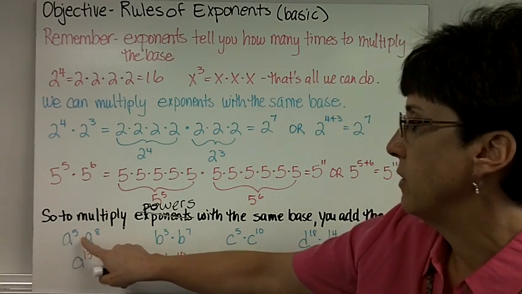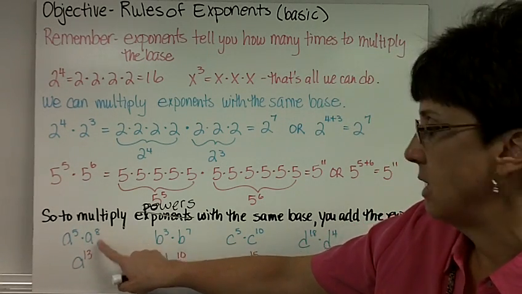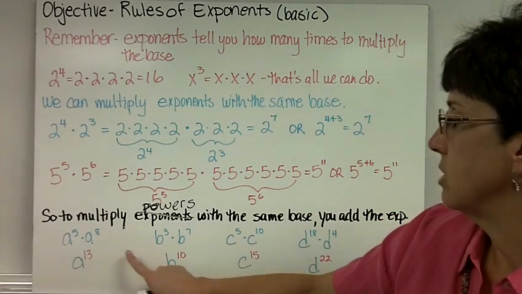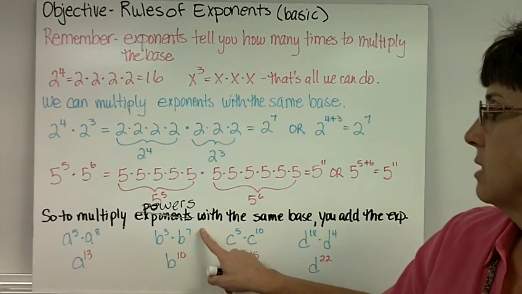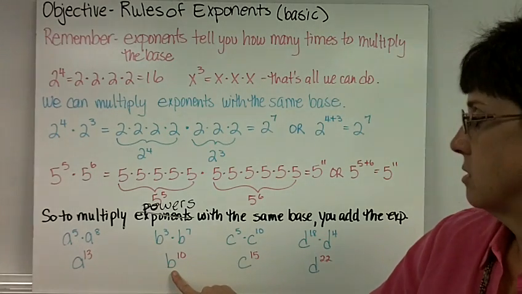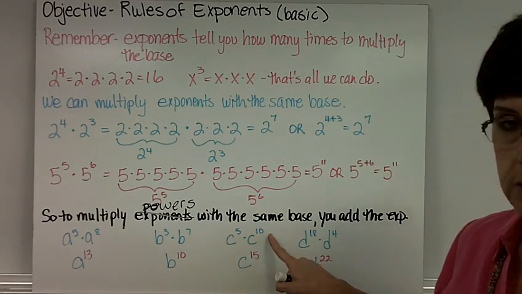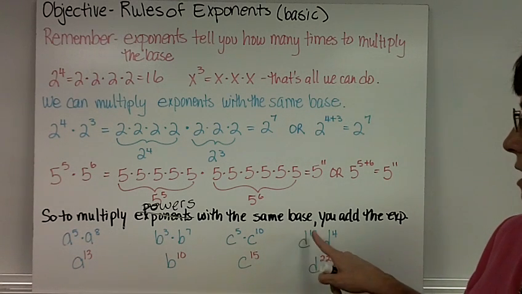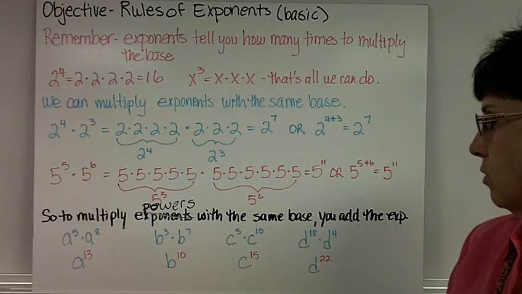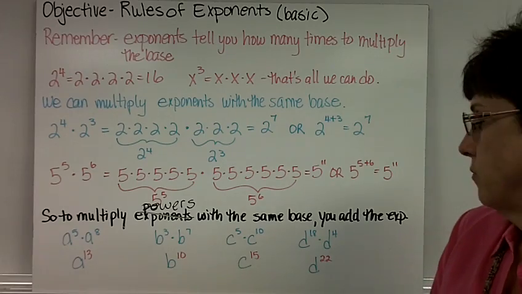So a to the 5th times a to the 8th, 5 plus 8 is 13, a to the 13th. b to the 3rd times b to the 7th, b to the 10th. c to the 5th times c to the 10th, 5 plus 10, c to the 15th. d to the 18th times d to the 4th, 18 plus 4, 22.